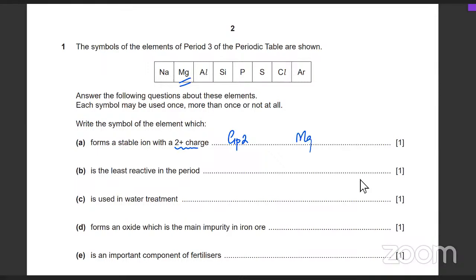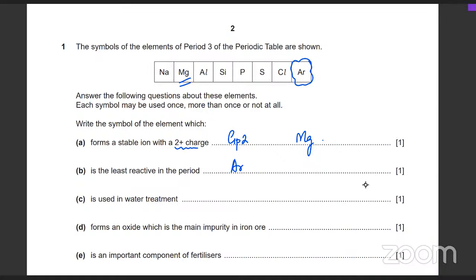In this case, there is the least reactive in the period. Period C में least reactive noble gases. ठीक है, noble gases are the least reactive, so that's argon. उनके outer shell octets are complete, so they don't react. It's used in water treatment.